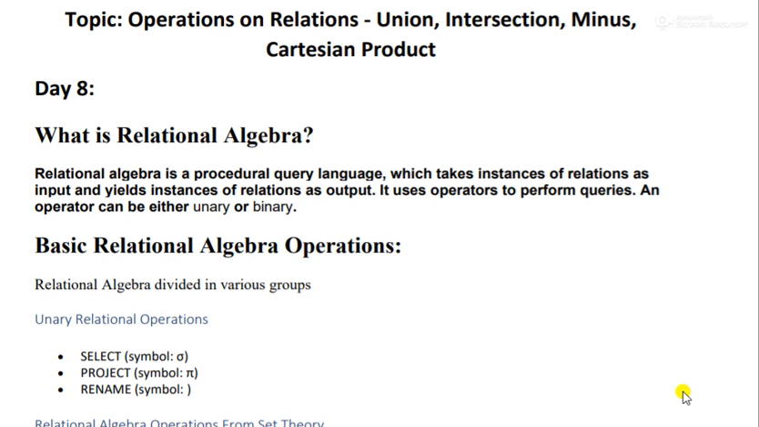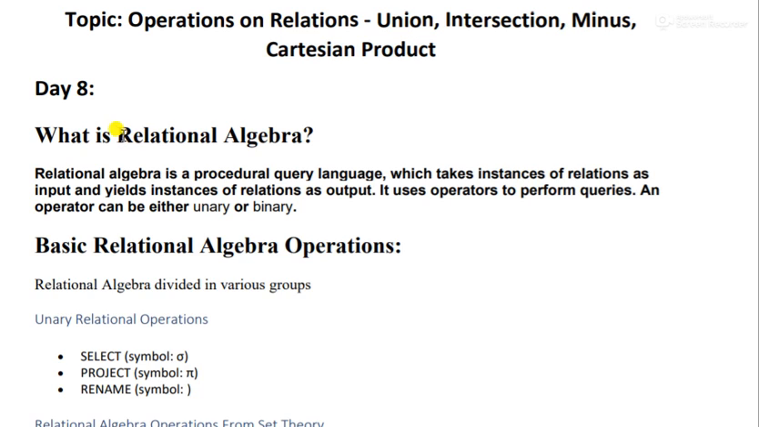In our previous lecture, we discussed various joins that are available in MySQL. And today we will discuss operations on relations, or relational algebra, in which we are going to cover four things today: union, intersection, minus, Cartesian product. Okay, minus is also known as difference.